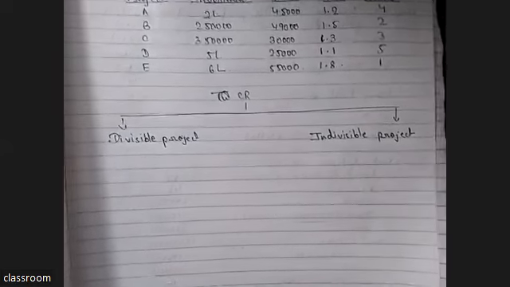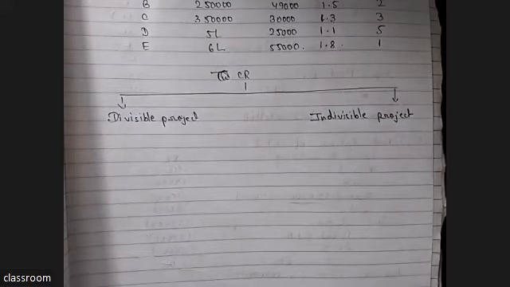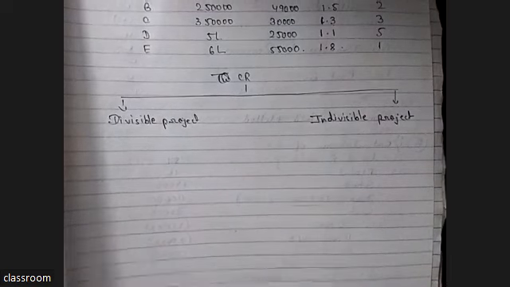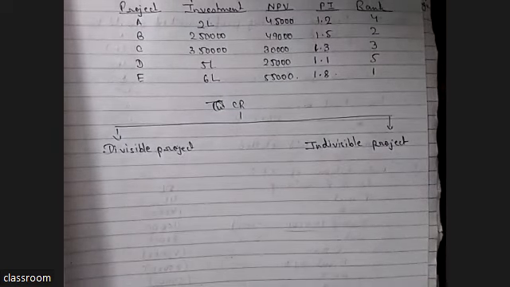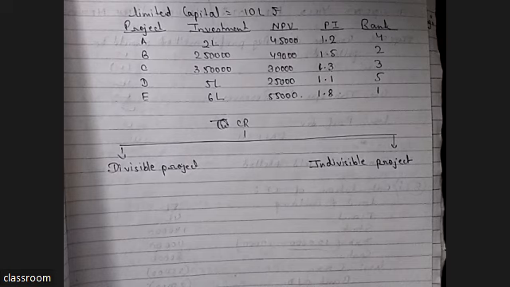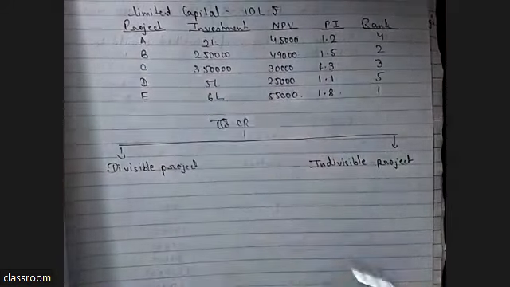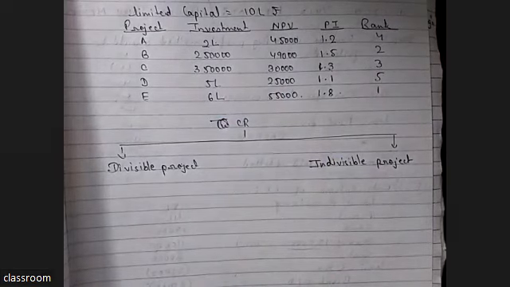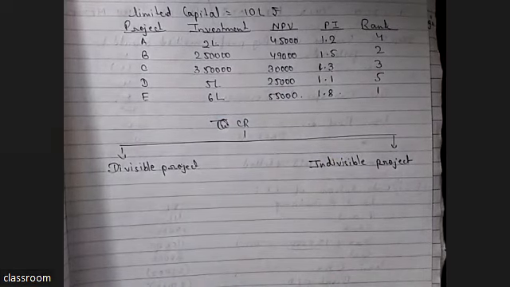So in capital rationing, first we need to understand two types of project: divisible project and indivisible project. Divisible project means you can buy some part of that machine, you can divide the machine. What does this mean? Like we are trying to buy a computer. If you don't have that much money left to buy the whole computer, you can buy some of its parts like desktop, CPU, keyboard, mouse.